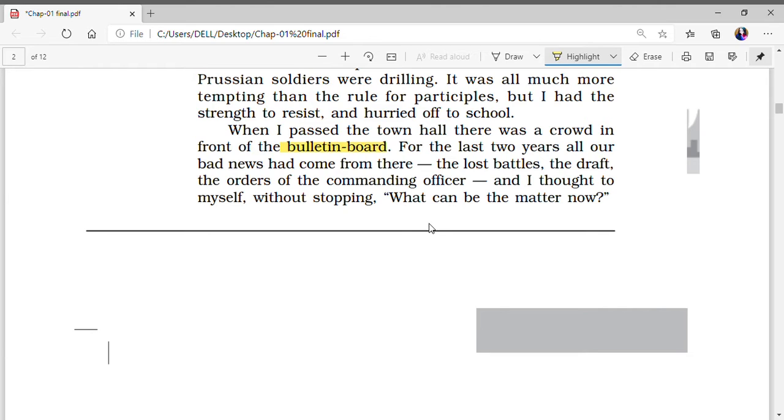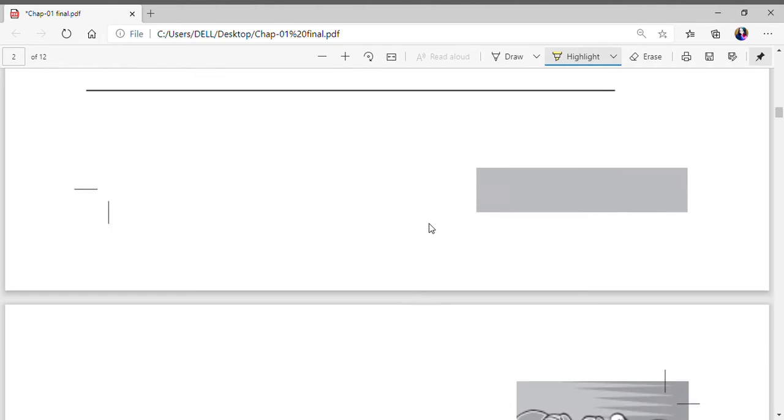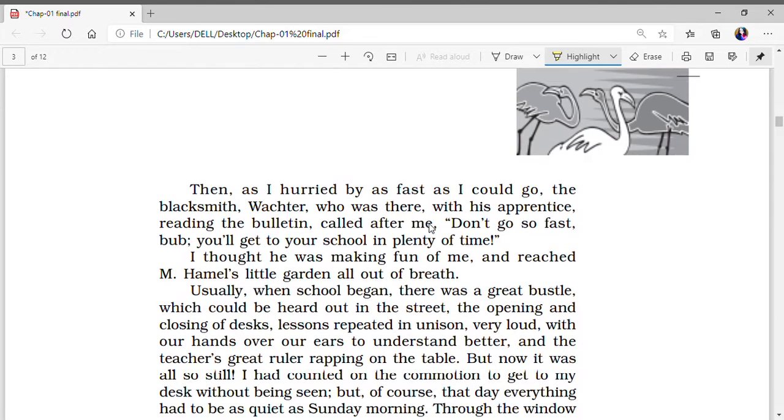Okay, and I thought to myself without stopping, what can be the matter now? Why does this bulletin board always bring up the bad news? It is because it was the war time. All right, so you must know that all this atmosphere reflects how a person during the war time is aware of the surroundings in which most of the time only bad things are coming, and how he is responding to those things.